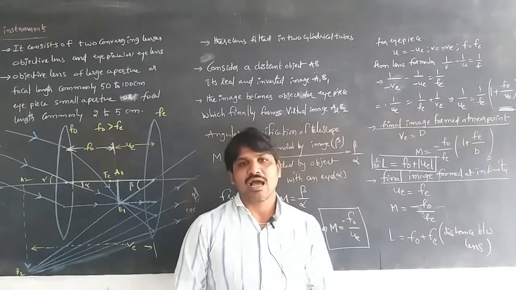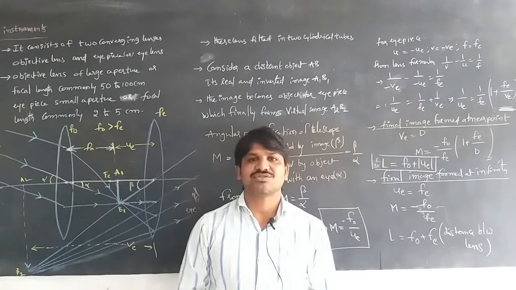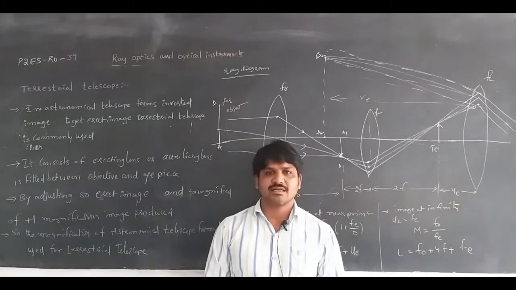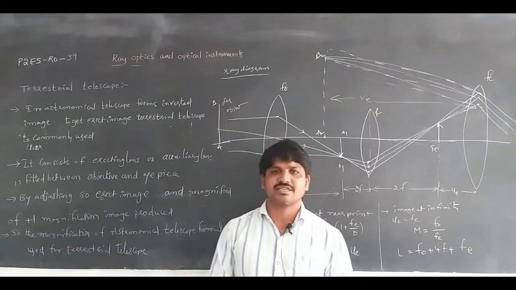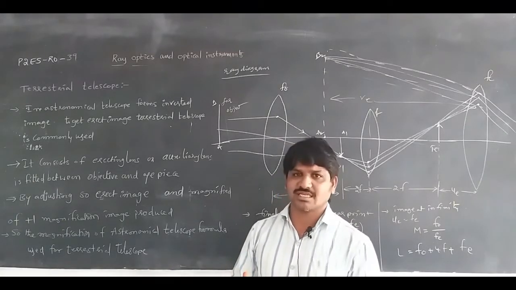This is about the astronomical telescope. Next we are going to learn about the terrestrial telescope. In the astronomical telescope the image is formed inverted. It is not useful for an object which is on the ground.